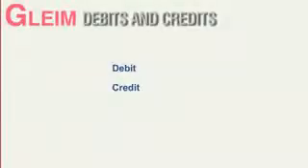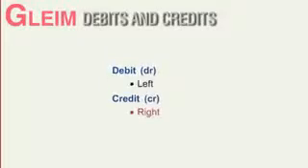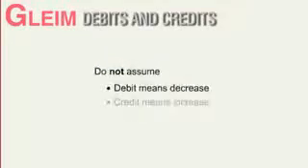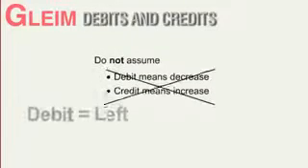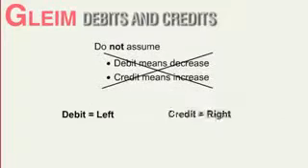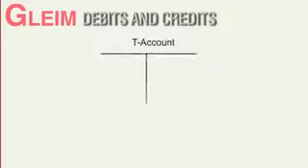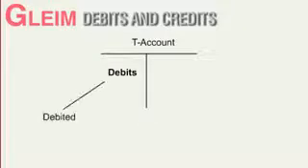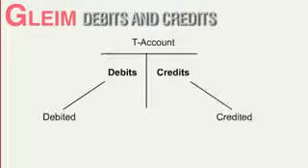The words debit and credit, abbreviated DR and CR, simply mean left and right. Do not assume that debit means to decrease or credit means to increase. Just remember that debit means left and credit means right. Amounts entered on the left side of any T account are called debits, and the account is said to be debited. Relatedly, amounts entered on the right side are credits, and the account is said to be credited.